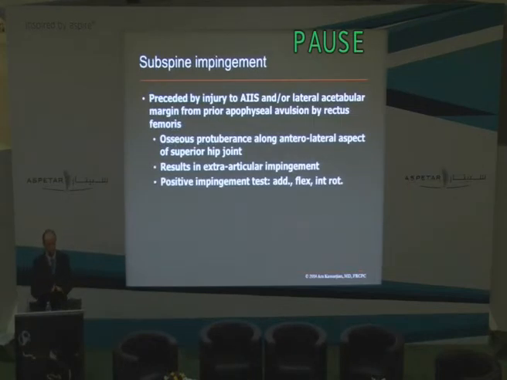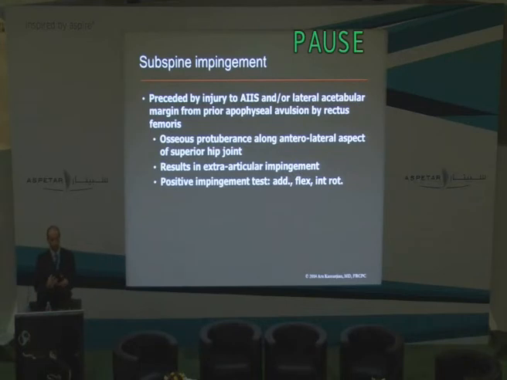And finally, subspine impingement. This is related to the rectus femoris, typically to the direct head of the rectus femoris, occasionally to the indirect head. And it's often related to athletes that had an injury to the rectus femoris while they were still growing. So they had an apophyseal injury, either a minor or major avulsion injury, and then it healed, maybe after further injuries, and remodeled, and you end up with this osseous protuberance at the origin of the rectus femoris. And this is one of the causes of extra-articular hip impingement.